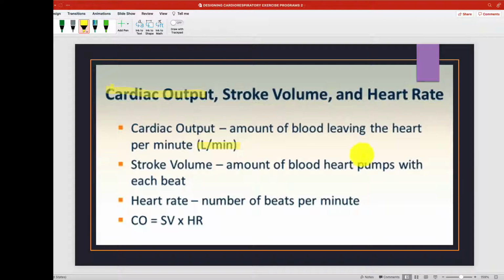Stroke volume is also going to get better. What is stroke volume? That is the amount of blood the heart pumps with each beat. So overall cardiac output increases, that's how much per minute, and then stroke volume is on a beat to beat basis, an increase in blood being pumped out. Heart rate is also going to be altered. Basically, cardiac output equals stroke volume times heart rate. I'm sure you guys already know that.